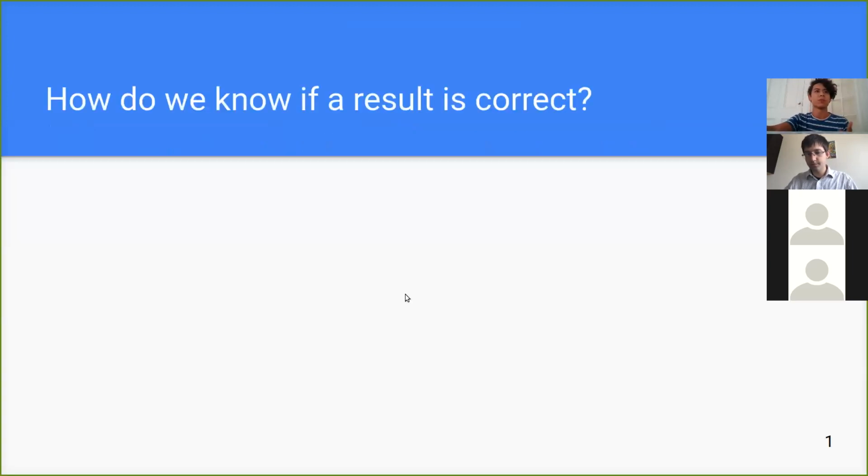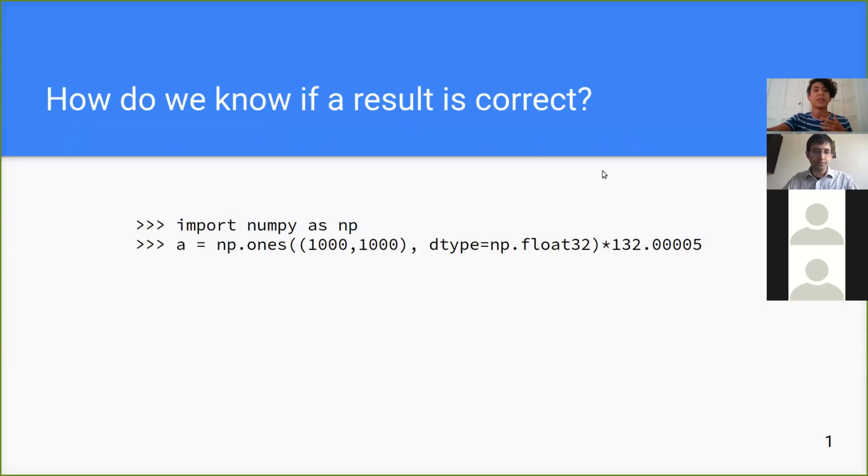To start, we'll start with the question: how do we know if a numerical result is correct? We'll give an example here. Say we are using the NumPy library and we initialize this matrix with values all being 132 and some change, and we take the mean. We have an intuition about what the result should be. It should be that exact value, 132 and some change, since all of those are the same. But we see this and we know that there's an error. There's something that's not lining up.